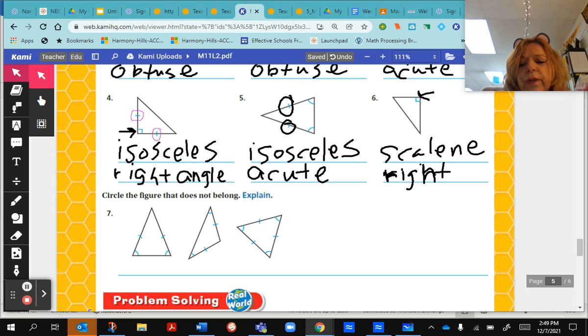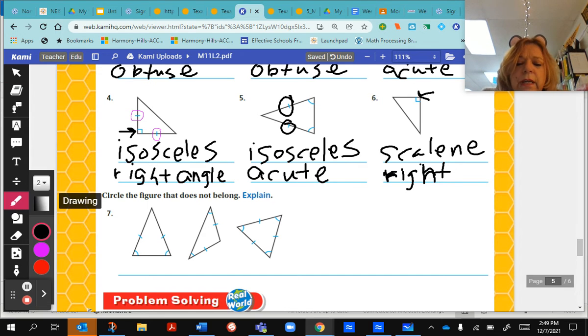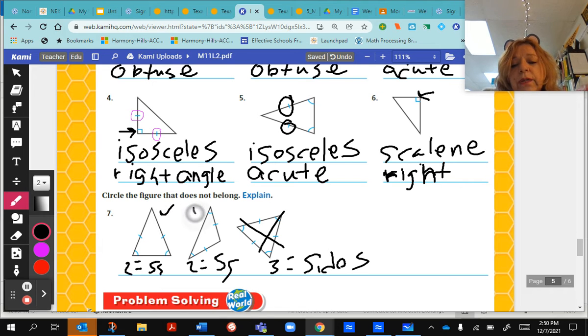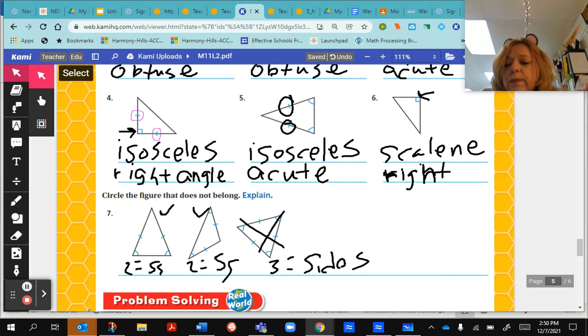Let's move to this one. Circle the figure that does not belong. So what looks different? I see that I have 2 sides here that are equal, 2 equal sides. And I have 2 equal sides. I'm just putting the S for sides. But over here, I have 3 equal sides. So this one is different, because this one is 3 equal sides. And then here I have 2 and 2 equal sides. So we were comparing the sides, not the angles.